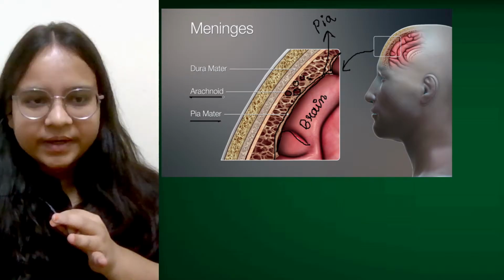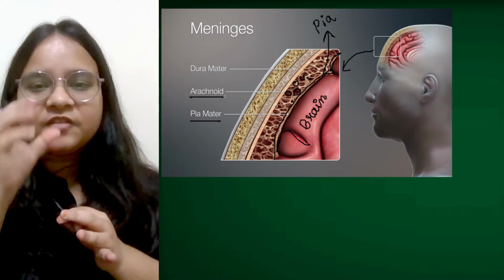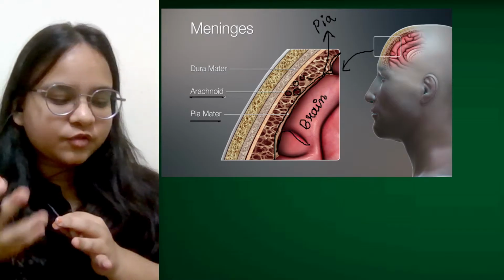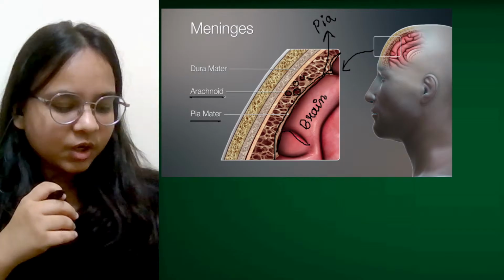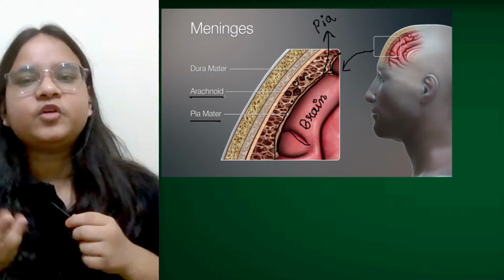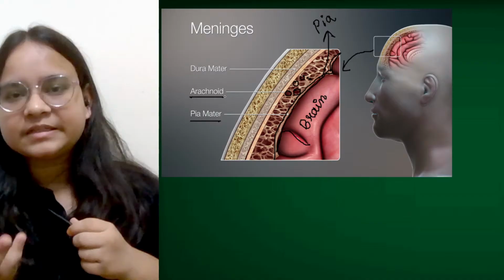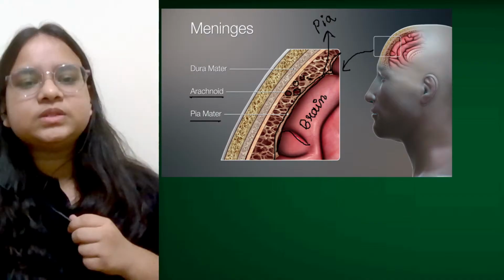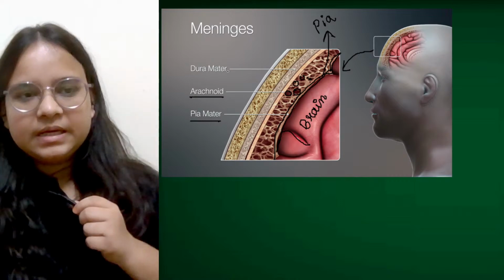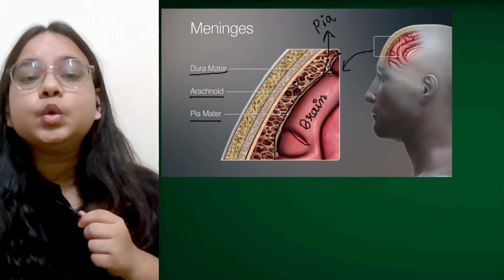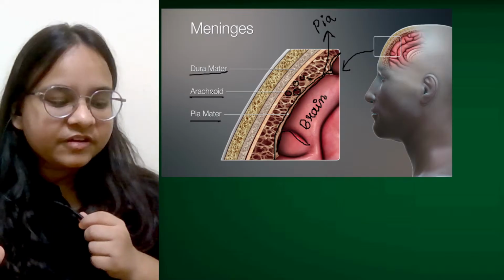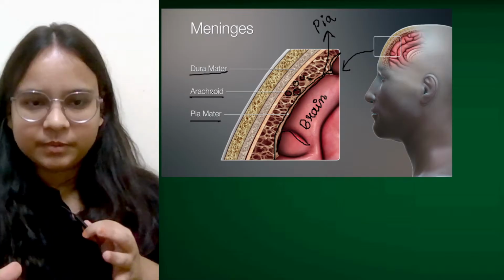The term arachnoid has been taken from arachne. Arachne is used for spider, for when you study the phylum and the subphylum, for spiders we use the term arachne. And the outermost layer is the dura mater. The term dura has been derived from durable, that means it is tough and fibrous.